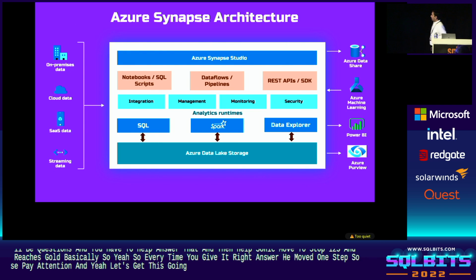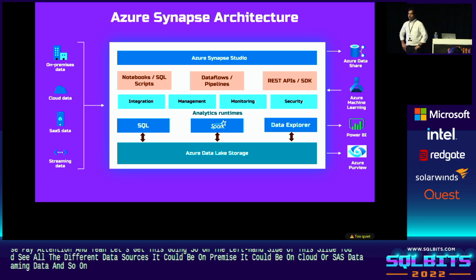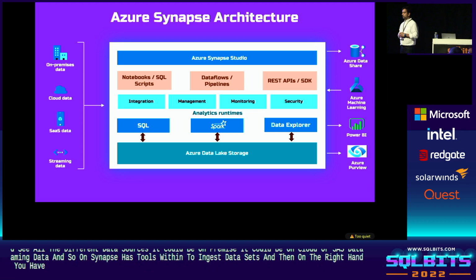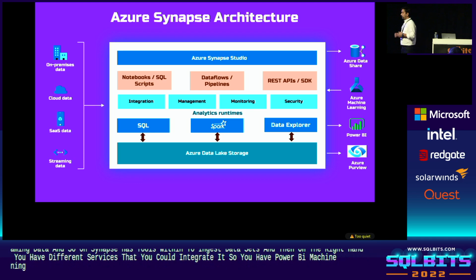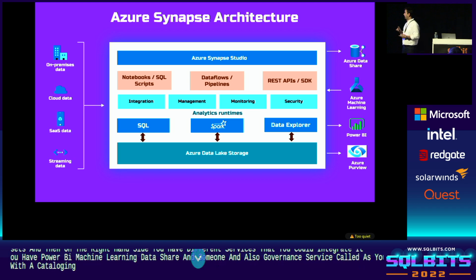All right, Synapse architecture. On the left-hand side of this slide, you would see all the different data sources. It could be on premises, on cloud, SaaS data, streaming data, and so on. Synapse has tools within it to ingest those sorts of data sets. On the right-hand side, you have different services that you could integrate it with: Power BI, Azure Machine Learning, data share, and so on, and also a governance service called Azure Purview, to provide you with cataloging and capabilities like lineage and so on.